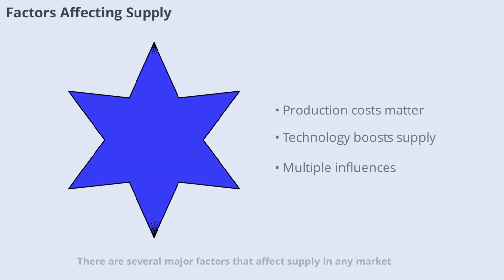There are several major factors that affect supply in any market. These include production costs, which determine how much it costs to make goods, technology, which can improve efficiency and increase supply, government policies such as taxes and subsidies, the number of producers in the market, future expectations of prices, and natural conditions like weather. Each factor can either increase or decrease supply depending on the situation. Recognizing these influences helps us understand the complexity of supply and how it interacts with demand to set prices.